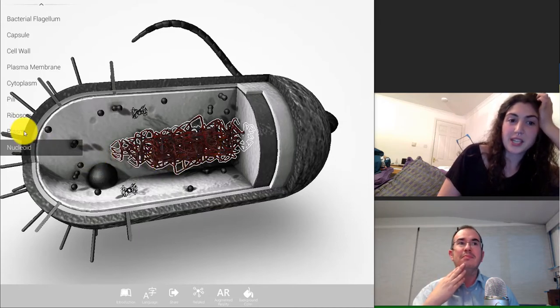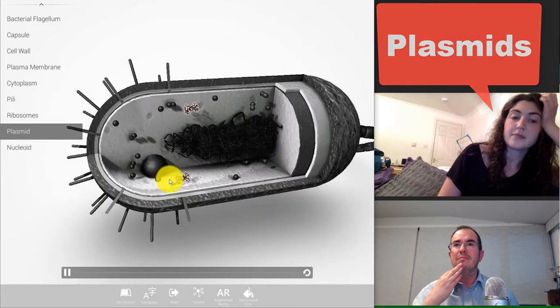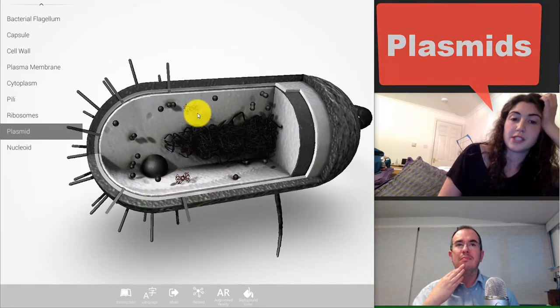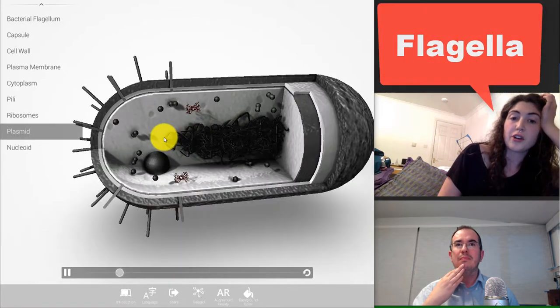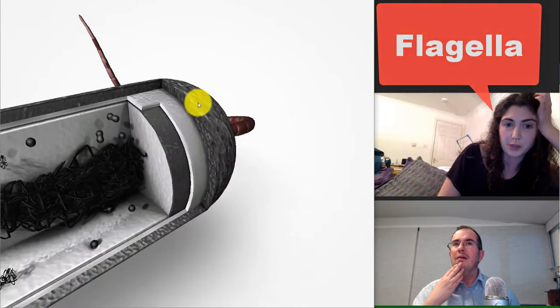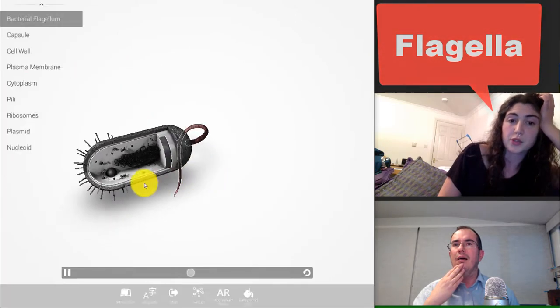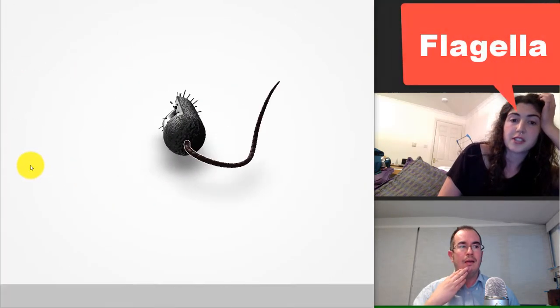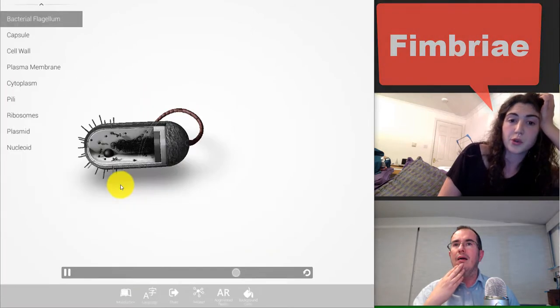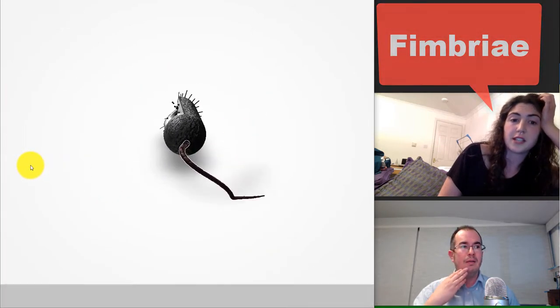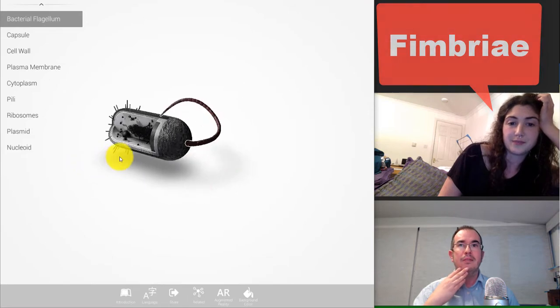Sometimes they have plasmids. A plasmid is a fragment of DNA. Outside the membrane, some species have flagella, longer extensions used for locomotion, and fimbriae, short and used to attach to the substratum where they live.